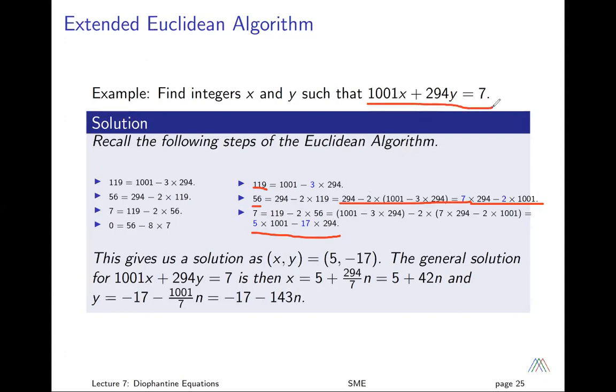this Diophantine equation. The general solution is of the form x equals 5 plus, next to x we have 1001, so it's 294, the other number, divided by the greatest common divisor, which in this case is 7, which is 5 plus 42. And for the other one it's the other number over the greatest common divisor. So for y, we get negative 17 minus negative 143 n.